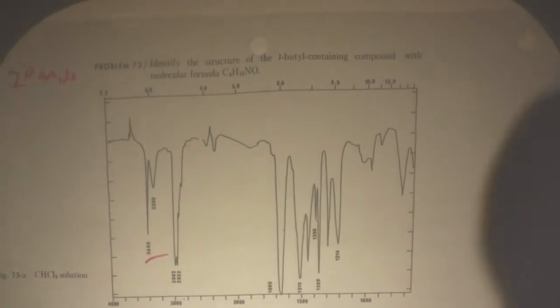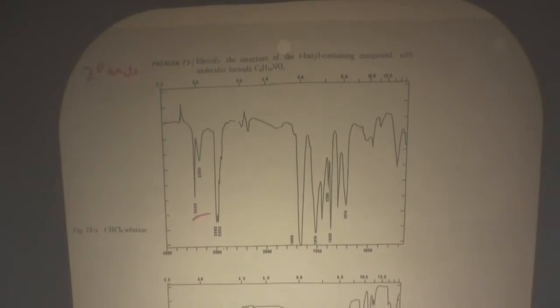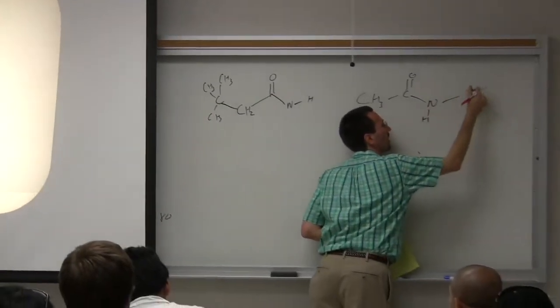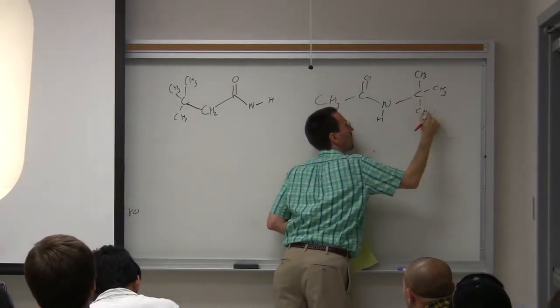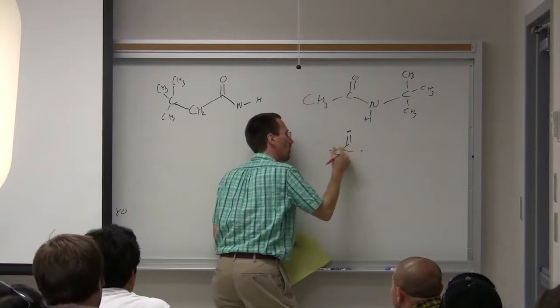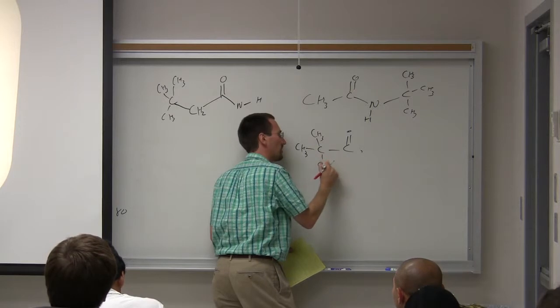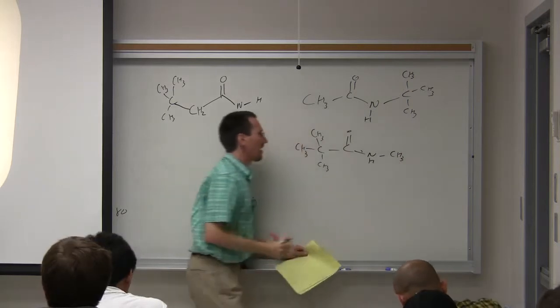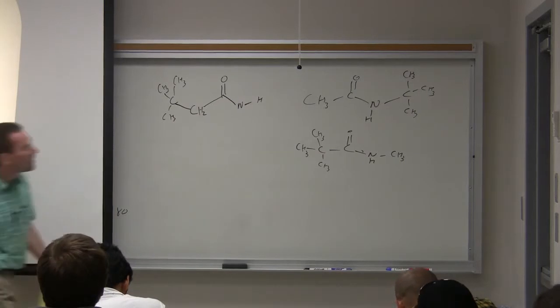So what do we do with the structure? You attach a tert-butyl to the nitrogen, so a CH3 and a tert-butyl, like so, or the other way. With this level of information, we can't tell the difference between them. And in fact, this structure is the first one here.